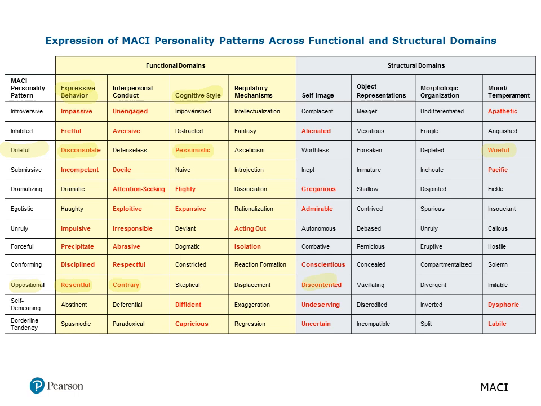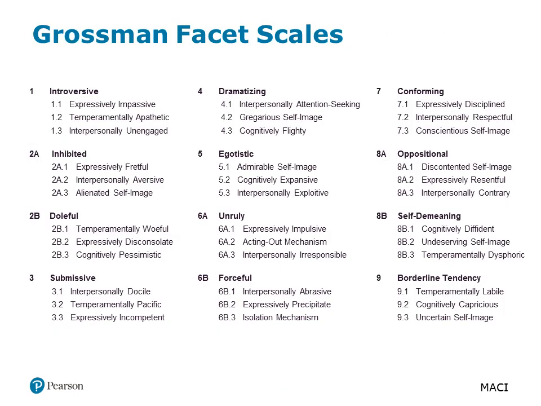You notice I have some of these presented here in red. And the reason for that is that the ones in red are the 3 that are considered to be the most salient for that personality pattern. And those are described in the manual as the Grossman Facet Scales. So if you think about the Grossman Facet Scales, and you think, for example, maybe about scale 6B, forceful, this would be an individual who might be described as interpersonally abrasive, expressively precipitate, maybe isolation mechanism.